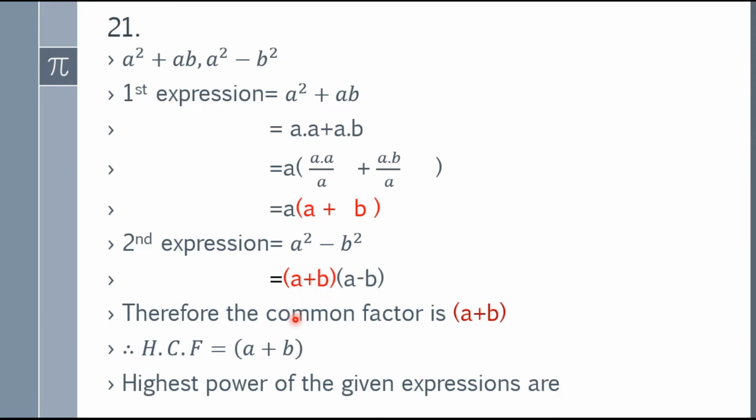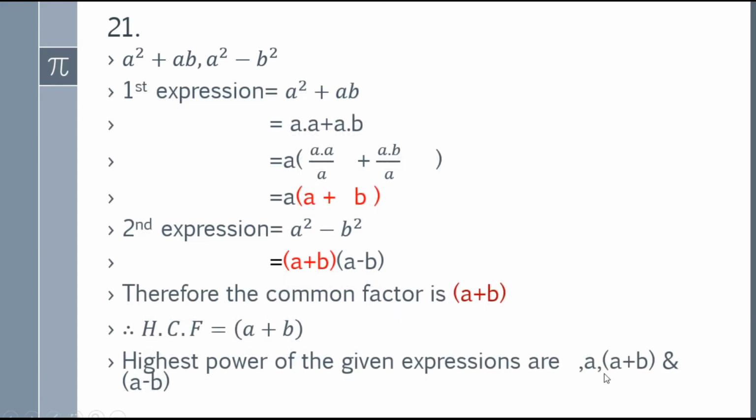And after that, what are not common here? A is not common, a minus b is not common. But for LCM, we have to take all of them, and the common. Just remember one thing: we have to take the common first and the things that are not common, that are all, you can say, the highest power of the expression. So what is the common here? A plus b is the common here, and a minus b is not common here. So the ultimate result is a plus b and a minus b.